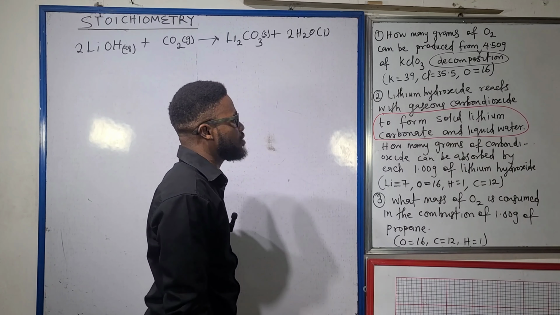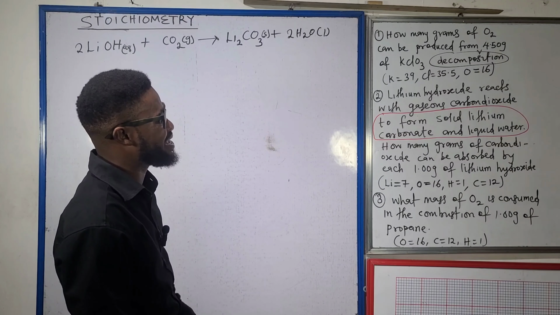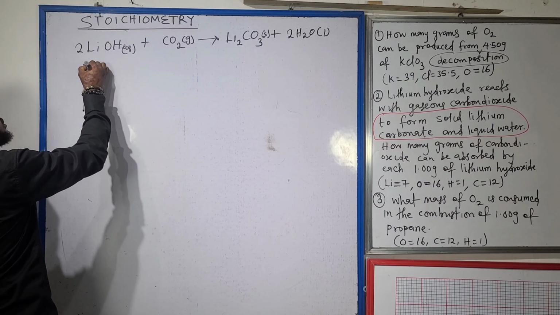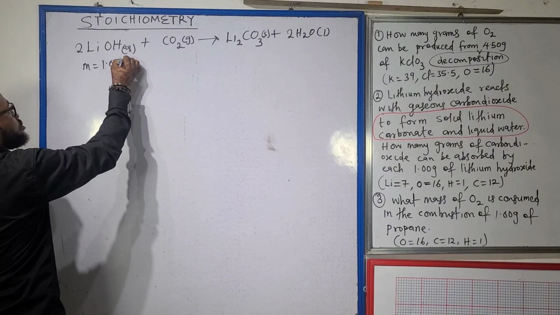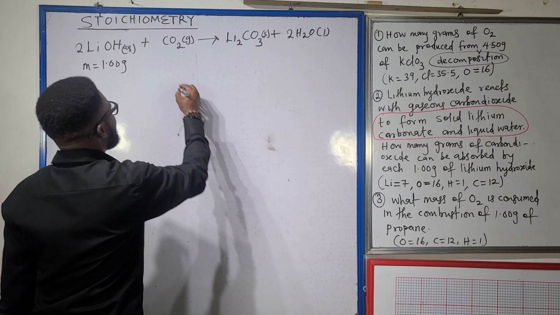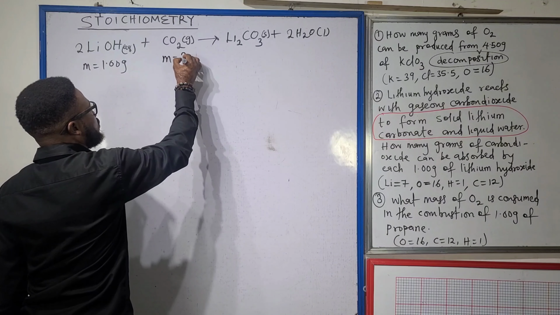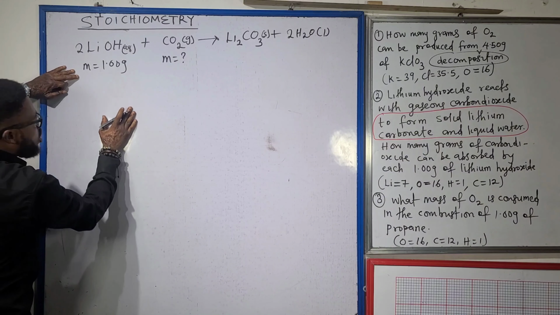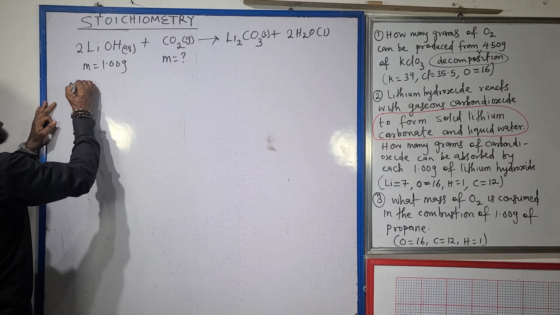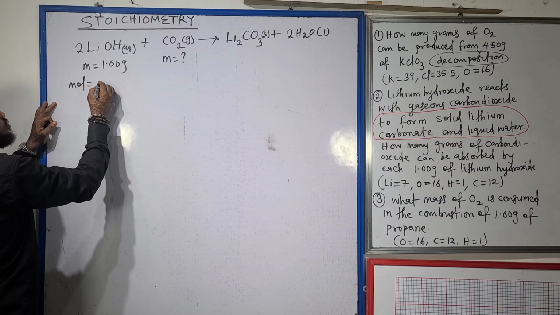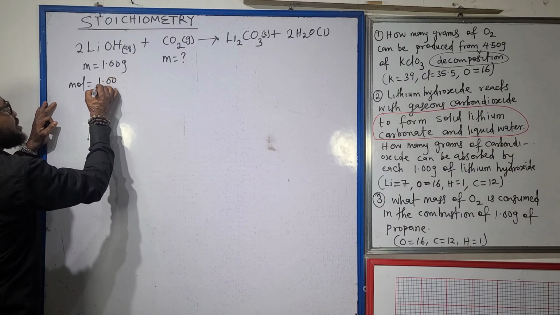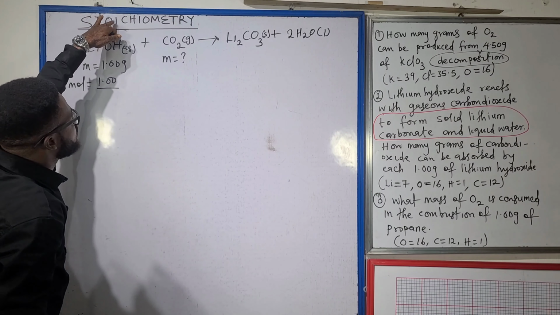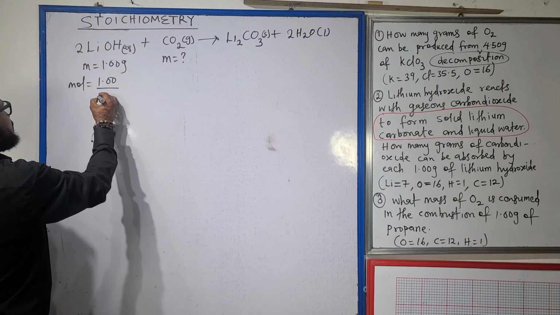How many grams of carbon dioxide can be absorbed by each 1 gram of lithium hydroxide? What they are saying there is that the mass of lithium hydroxide is 1.00 gram. So how many grams of carbon dioxide? We're looking for the mass of carbon dioxide. So we have to deal with our key first, mole. We have to convert it to mole, which is mass over molar mass. This will be 1.00 divided by lithium, which is 7, as you can see. 7 plus 1 is 8, 8 plus 16 is 24.